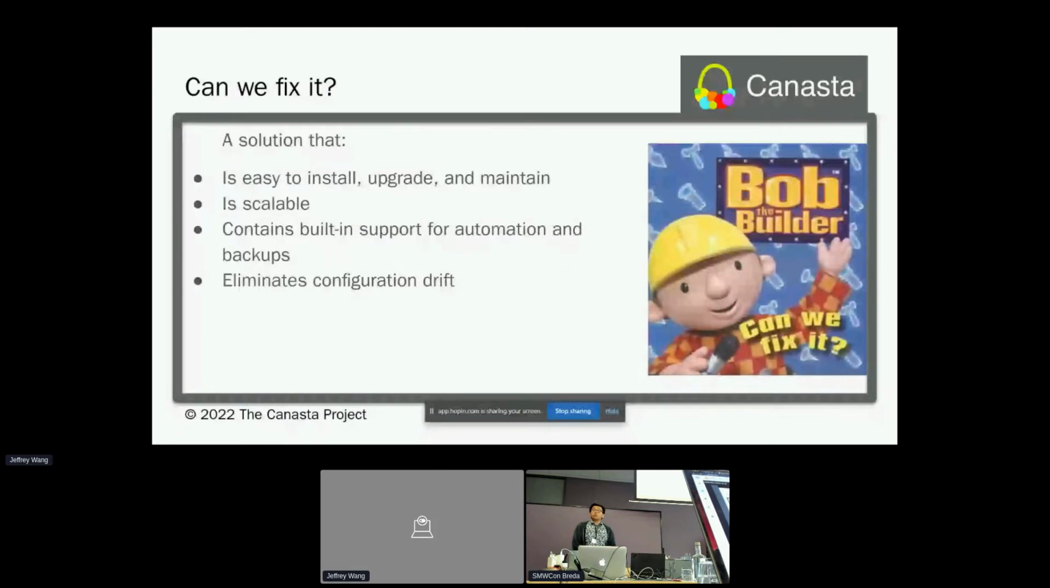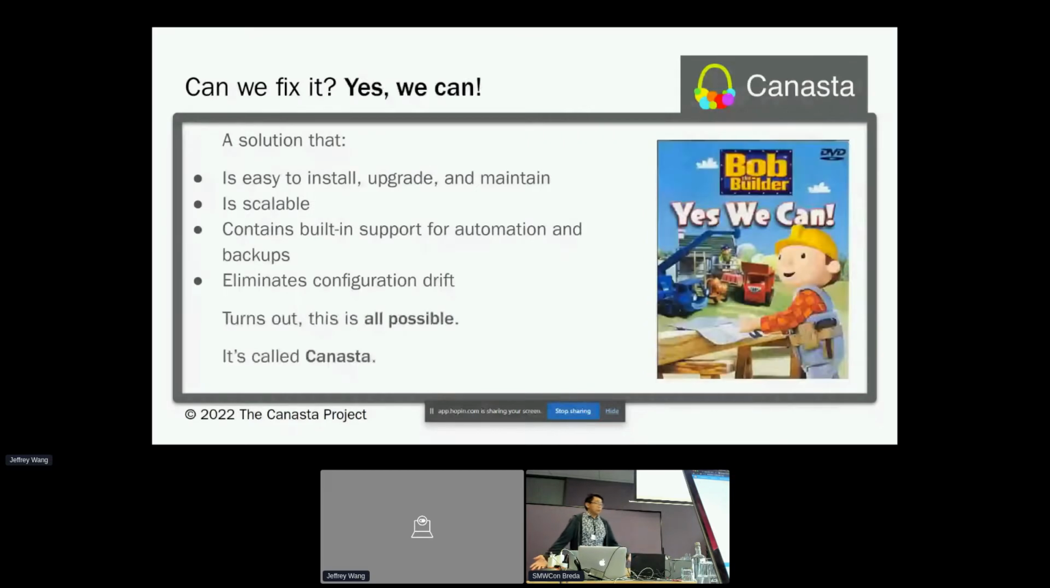So the question is, can we make a solution to this problem that's easy to install, upgrade, and maintain? If it's scalable, can we get a solution that contains built-in support for automation and backups? And can we have a solution that will avoid configuration drift? So can we fix it? And the answer is yes, we can, just like Bob the Builder. And the solution to these problems is called Canasta.